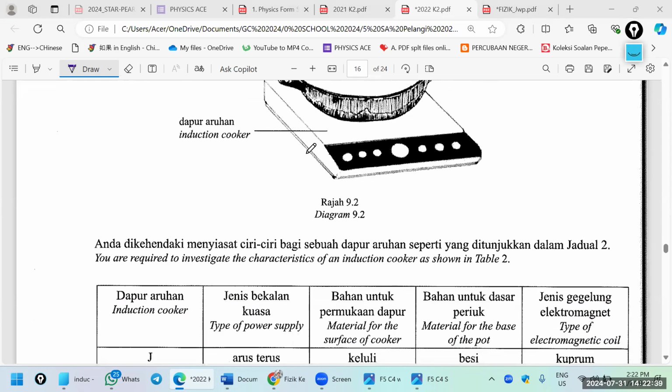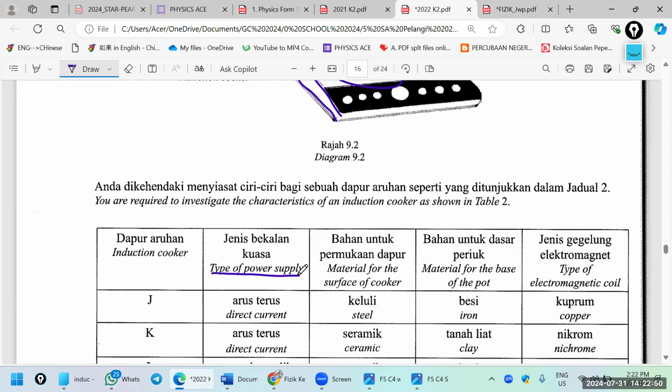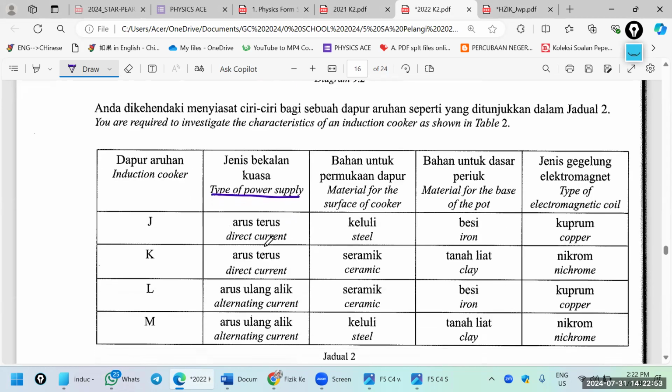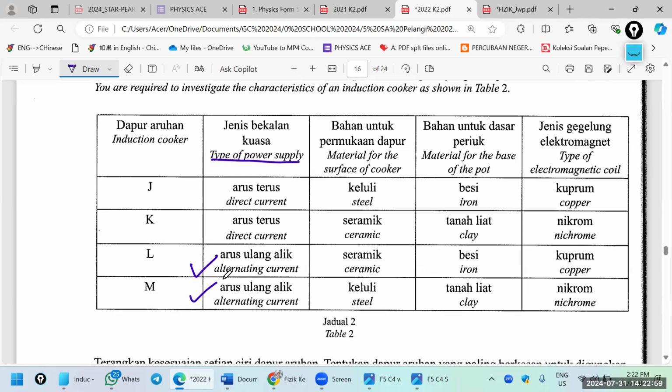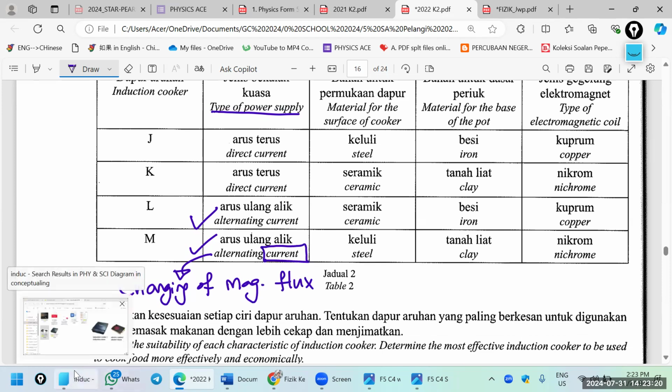Okay, so now induction cooker is here. Means the coil actually is in the induction cooker. So now, what is the type of power supply? AC or DC? Yeah, AC. Why we should have AC? So that we have changing of magnetic flux. It's the changing of current that causes the changing of magnetic flux.